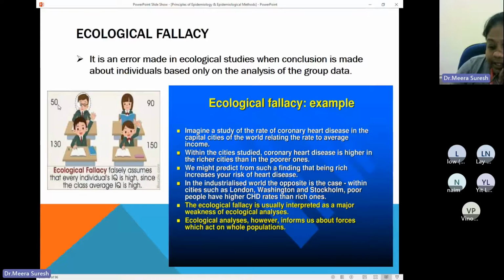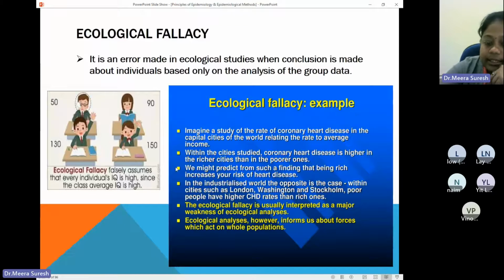You can get results very easily, inexpensively, and in less time with ecological studies, but we shouldn't apply that result to every individual involved in that study. This is a group study, this is a group result and should be seen only in a group manner. We can't apply it to the individual.